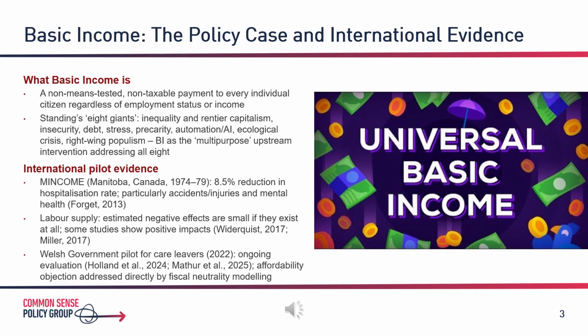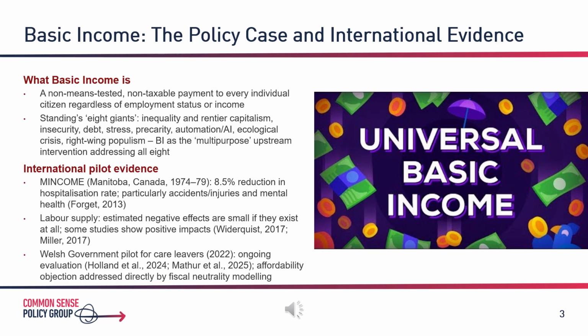The labour supply question is the most politically salient concern about basic income, and the textbook addresses it directly. The estimated negative labour supply effects from pilot studies are small if they exist at all, and some studies show positive effects. There are good theoretical reasons for this. By eliminating poverty traps, the 100% effective marginal tax rates that occur when means-tested benefits are withdrawn pound for pound as earnings rise, basic income can actually improve the financial return to taking paid work for some of the lowest income households.